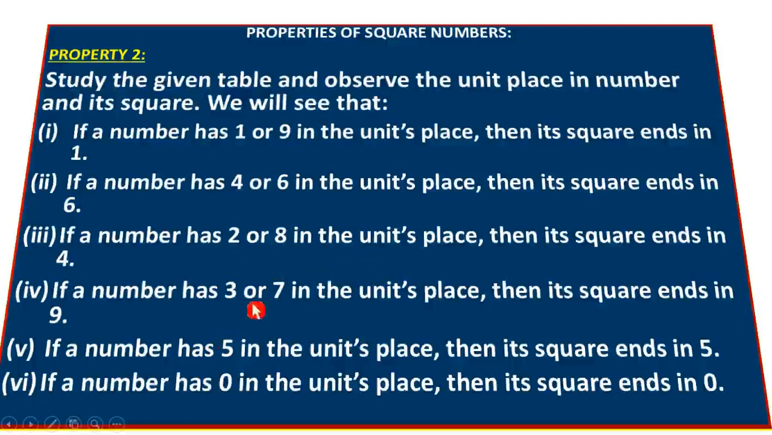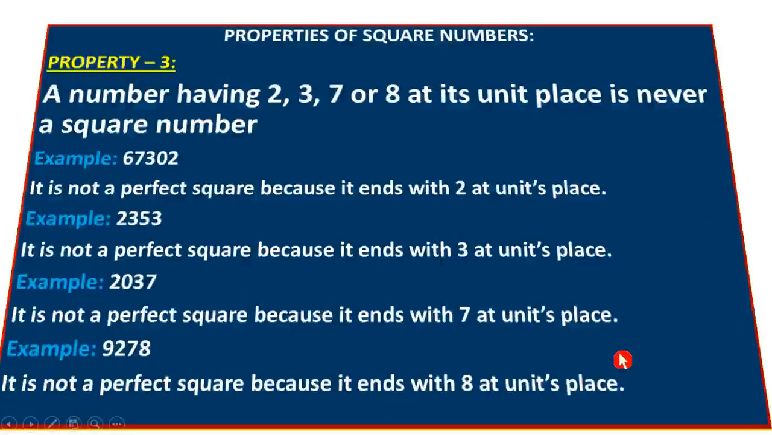If a number has 3 or 7 in units place, then its square ends in 9. If a number has 5 in units place, then its square ends in 5. If a number has 0 in units place, then its square ends in 0. Now come to property number 3. A number having 2, 3, 7 or 8 at unit place is never a square number.